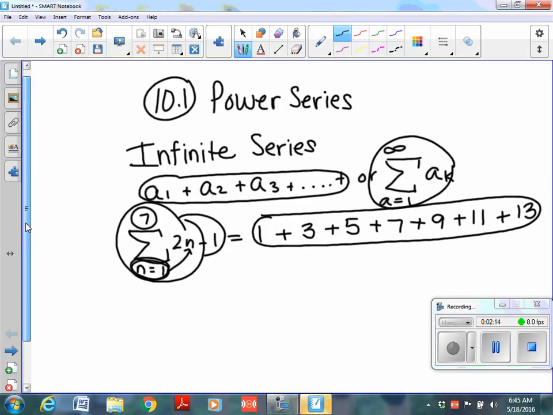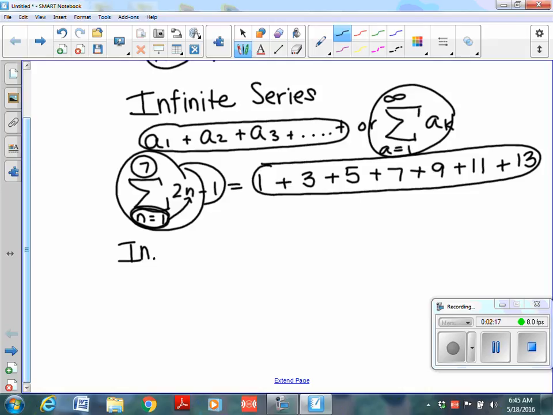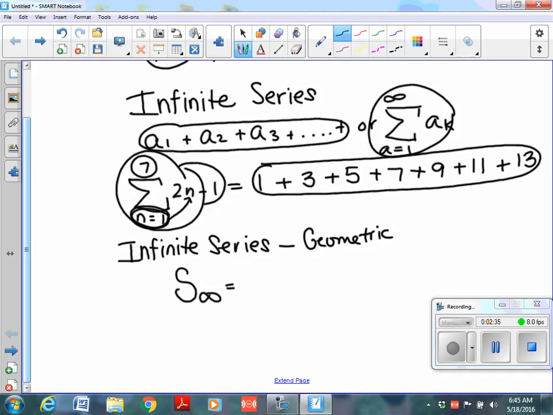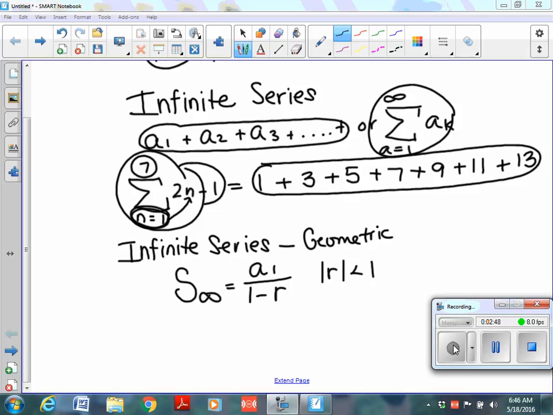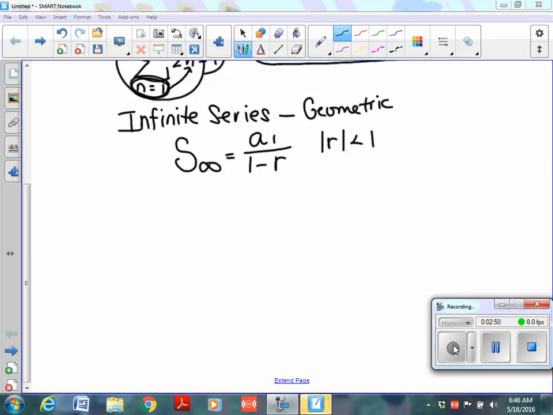Okay, another infinite series is this. You had this in Algebra 2, it's called a geometric infinite series. The sum of every infinite geometric series, the formula is a1 over 1 minus r, but there's a stipulation. The absolute value of r must be less than 1. Okay, so I'm going to give you a bunch of examples.